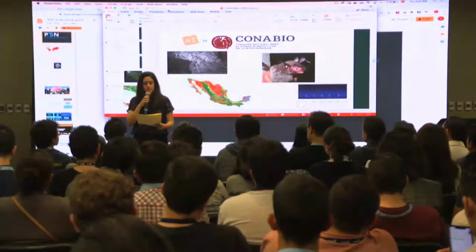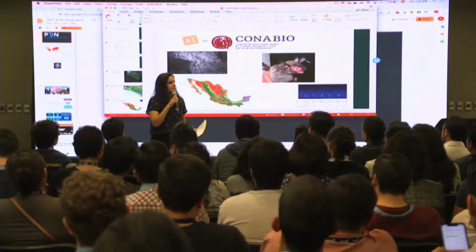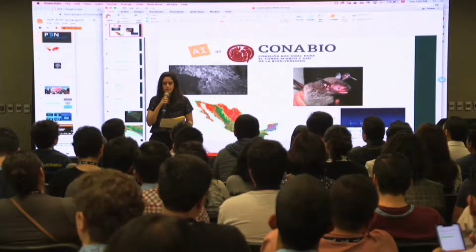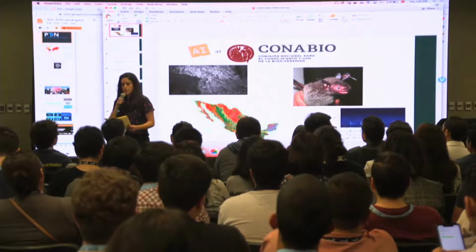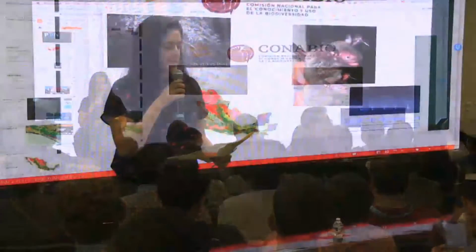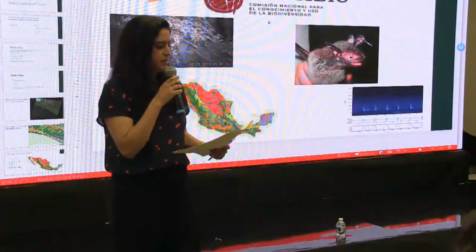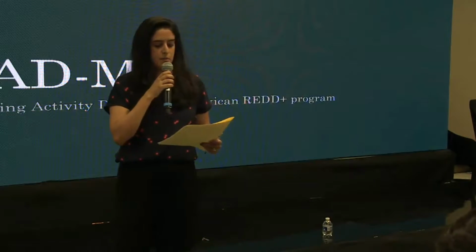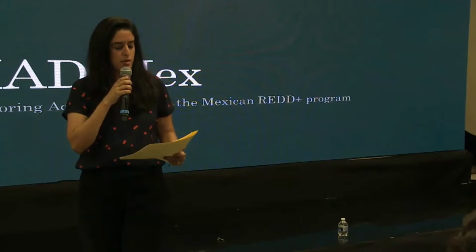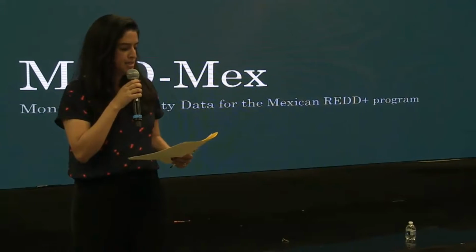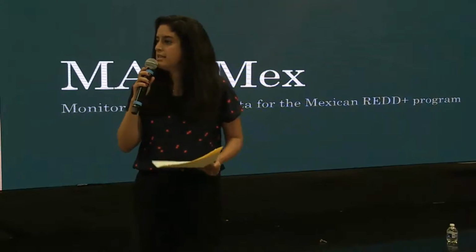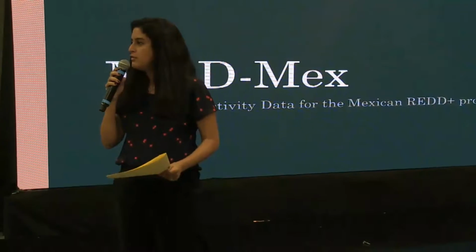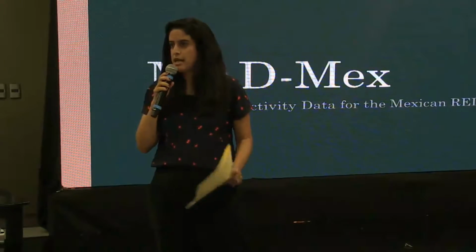She has a master's degree in data science from ITAM and is an expert in CONABIO's Office for Interinstitutional Projects, where she collaborates on monitoring activity data for Mexican REDD+, reducing emissions from deforestation and forest degradation. It's called the REDD+ program and is part of the global efforts to mitigate climate change. She will be presenting today a use case for AI environment monitoring and protection.